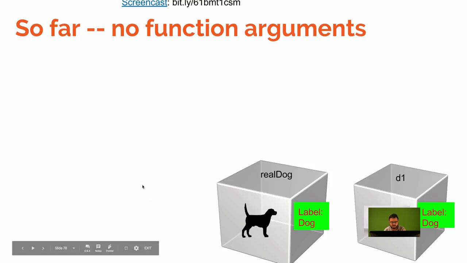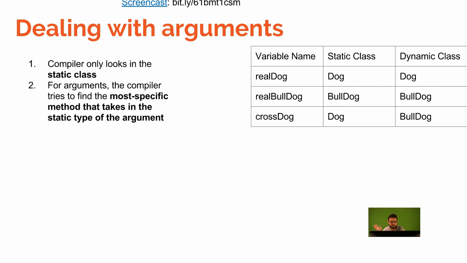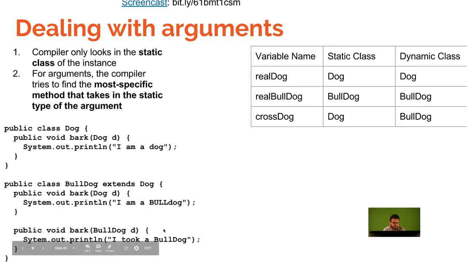But now let's say we had a real bulldog, right? A real bulldog with label bulldog and a real bulldog inside it. Then it would choose the bulldog method. So it tries to be as specific as it can, and it picks that method. Okay, let's take a look at this example.